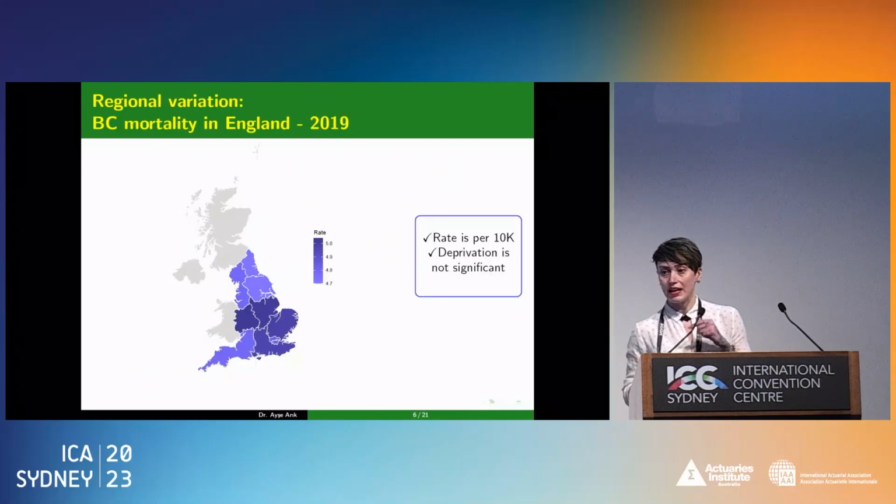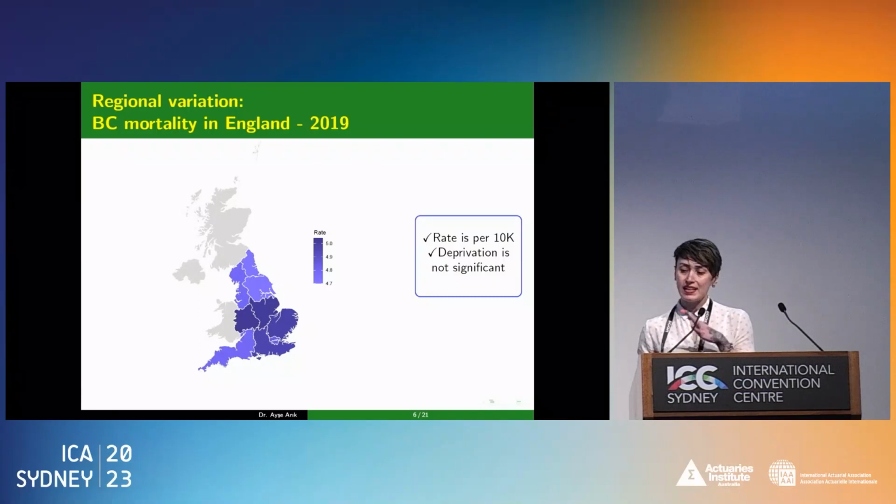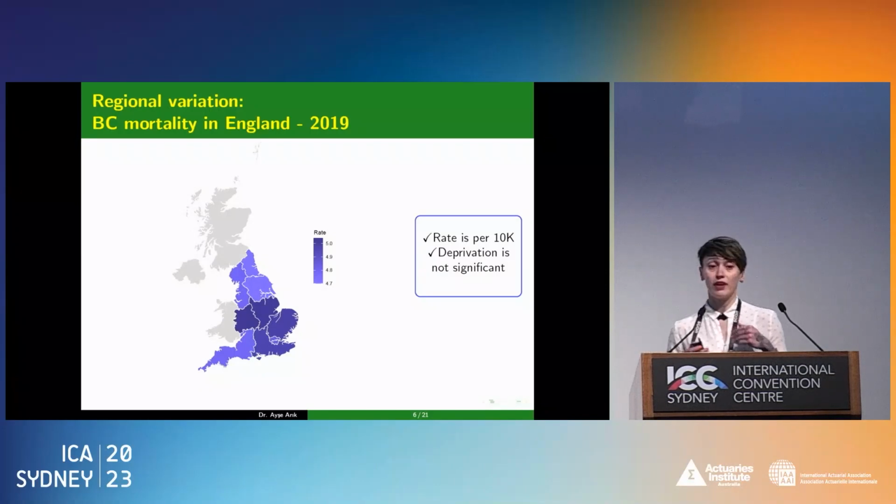The following figure is showing us age standardized breast cancer mortality rates in 2019. Now, this figure is not split by deprivation because deprivation is not found to be significant to explain breast cancer mortality data. That's why it is only split by regions. Again, we see higher rates in the south of England, shown by darker shades of purple.